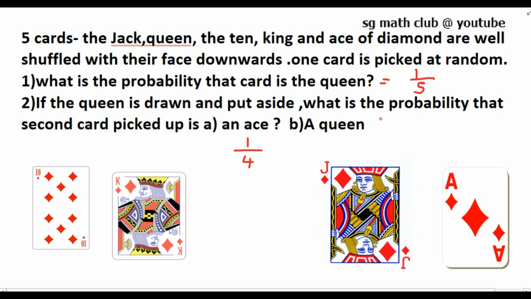Again, one more question. What is the probability that the second card picked up is a Queen? So total 4 cards are there. Here, there is no Queen. 0 by 4 is 0, or this is an impossible event.